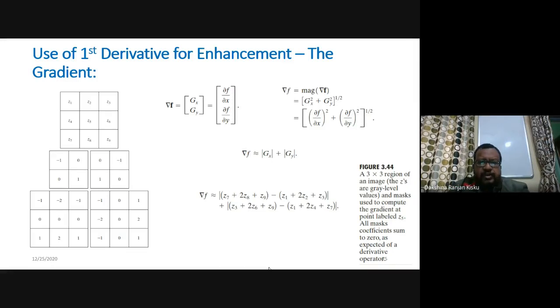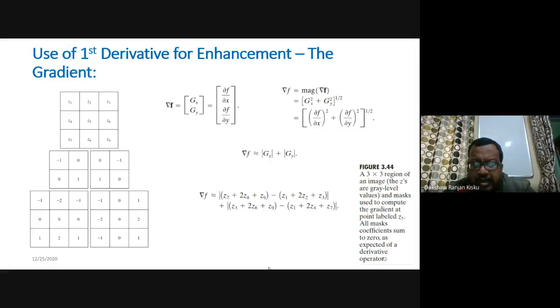Now we will use the first derivative operator for image enhancement, which we call the gradient operator. And this gradient operator is represented by a two-dimensional vector gx, gy, where gx is called the x component and gy is called the y component. From this gradient vector, we can obtain the magnitude of gradient by taking the root under the gx and gy components.